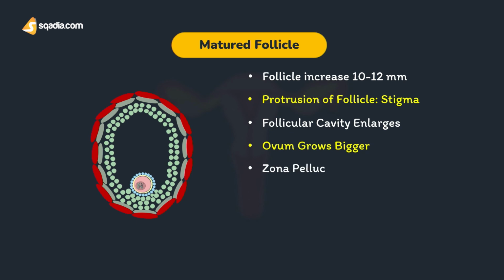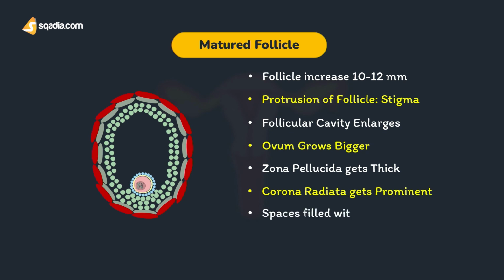The zona pellucida that we talked about earlier is going to be thick, and the corona radiata is going to be shown prominently. Small spaces filled with fluid appear between the cells of the germ hill outside the corona radiata, and these spaces weaken the attachment of the ovum to the follicular wall, because the ovum has to get out of the ovary. Then, the theca interna becomes prominent and its thickness becomes double with the formation of a rich capillary network.